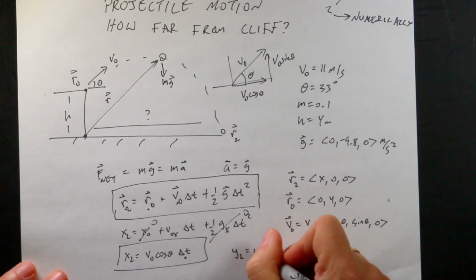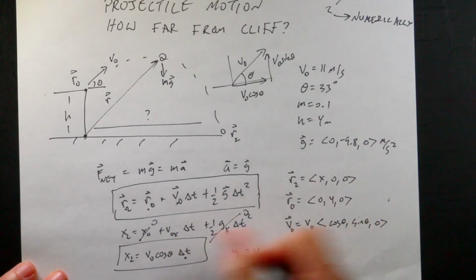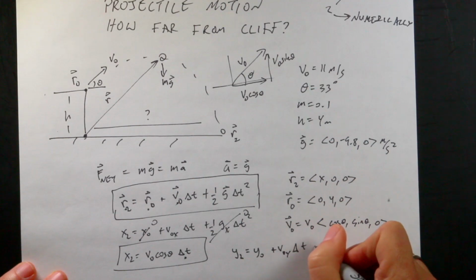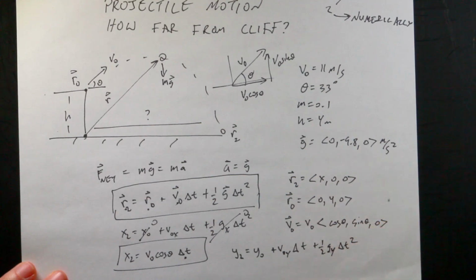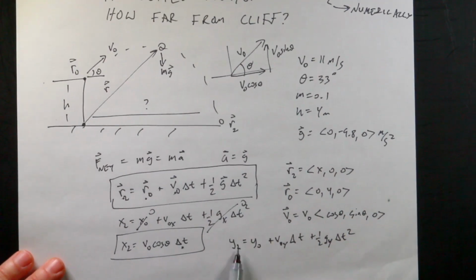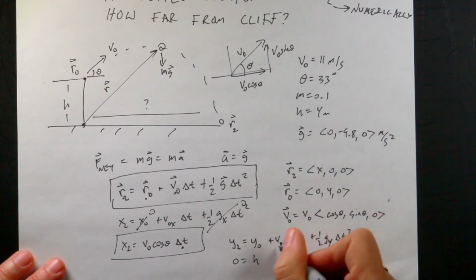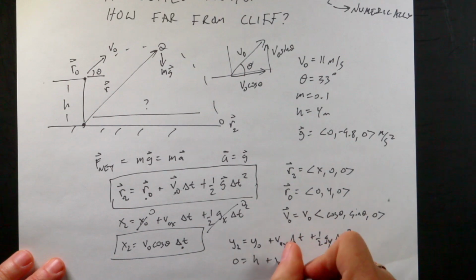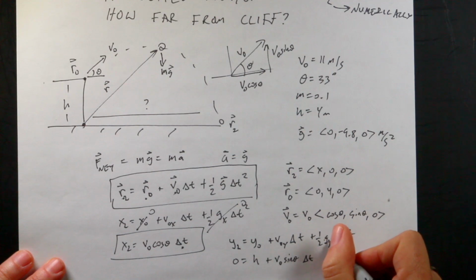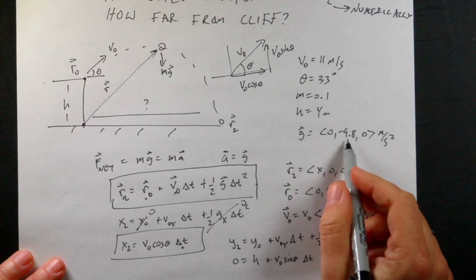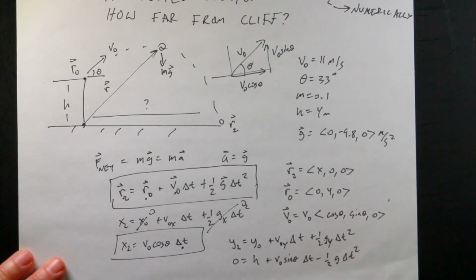y2 equals y0 plus v0y delta t plus 1/2 gy delta t squared. So let me just simplify this. y2 is the final y position, that's 0. The initial y position is h. The initial y velocity is going to be plus v0 sine theta delta t. And then the y component of the acceleration is negative 9.8. We call that negative g. 1/2 g delta t squared.